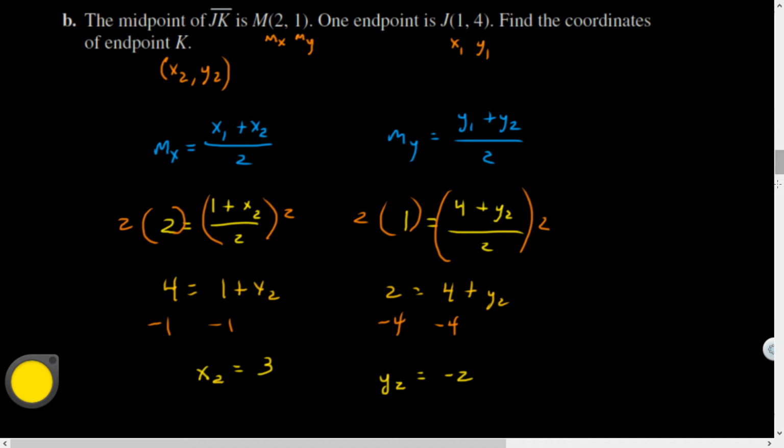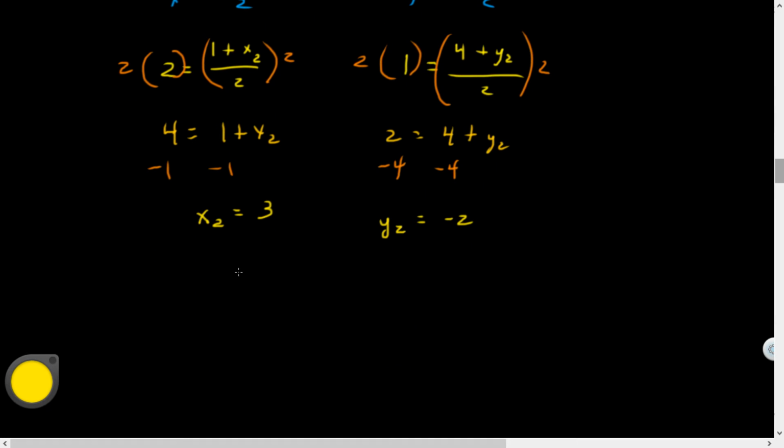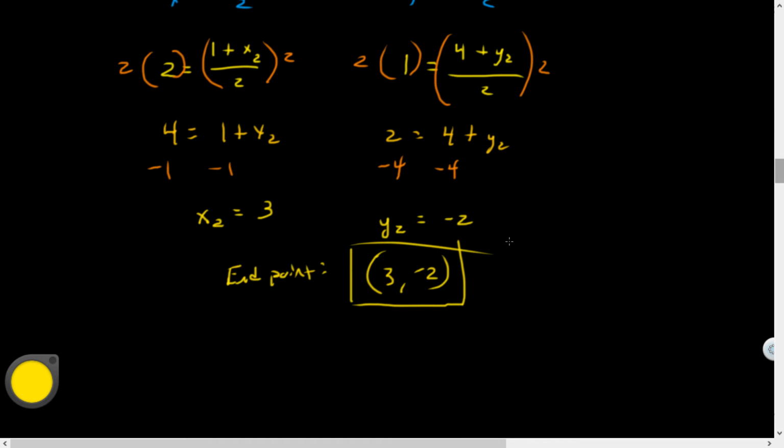And then I could even represent that just as an ordered pair. My endpoint is going to be 3, negative 2. Right. Let me show you a sketch of this. Do we agree, disagree? Does it make sense? Maybe.